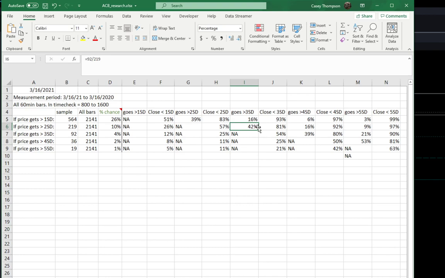Now, if it does go above 3 standard deviations, it hits that 40% chance. Well, it's an 85% chance it's not going to do it, and then a 60% chance it's not going to do it, but it actually chooses the smallest odds and it goes. And it goes greater than 3 standard deviations, what are the odds it'll close less than 3 standard deviations at that point? It's a 50-50 chance.